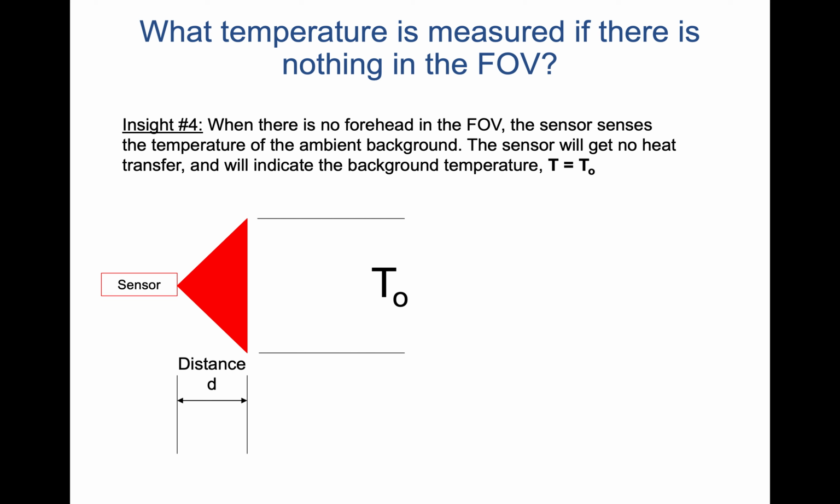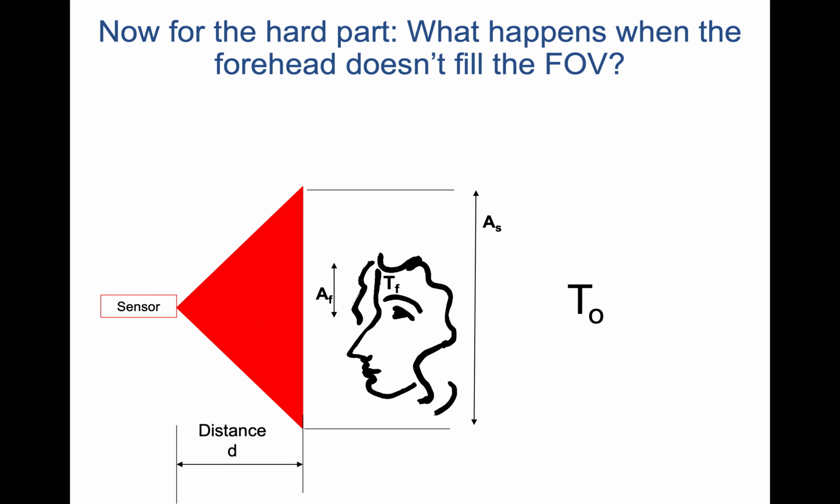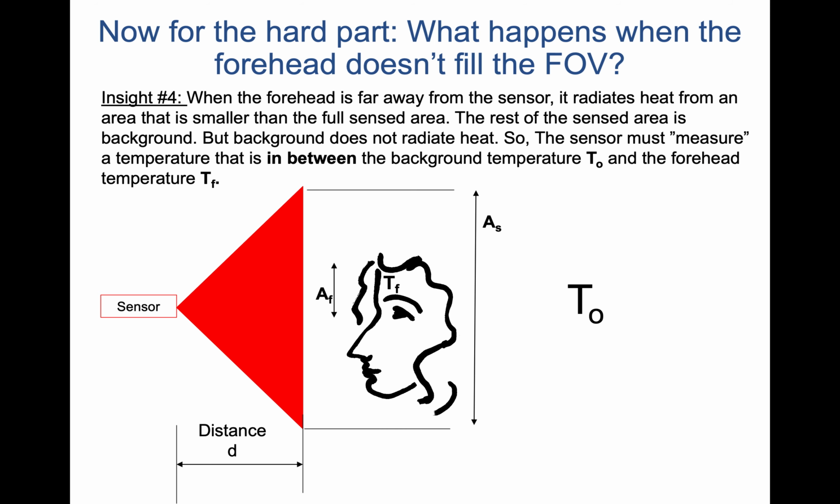Let's move into making a model. All of these have been just trying to understand the physics, and now we're going to create a model. So what happens when the forehead doesn't fill the field of view? This is the general case we're trying to figure out. Suppose this person is standing far enough away so that they're filling up part of the field of view of the sensor, but not the whole field of view. In other words, the area of the forehead is less than the area of the sensor regard.